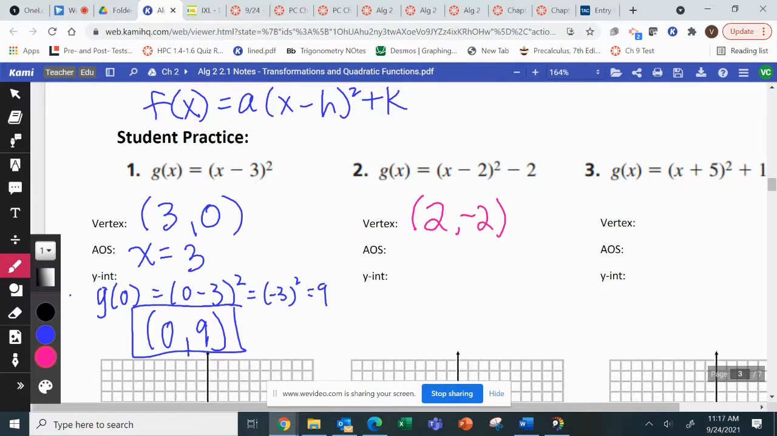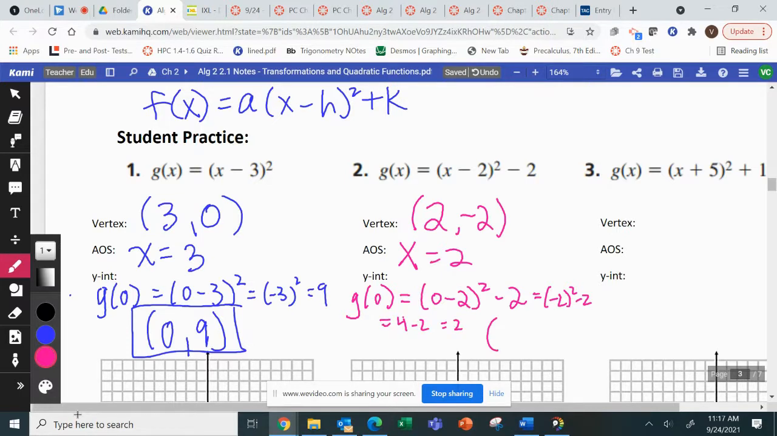Sorry, negative 2. Jason, axis of symmetry. You're missing part of it. X equals 2. If you don't have that part, it's getting marked wrong. Y-intercept, we do g of 0 equals, then we plug in 0 minus 2 squared minus 2, and we simplify. So I get negative 2 squared minus 2. So I get 4 minus 2. And we have a y-intercept of 0, 2.